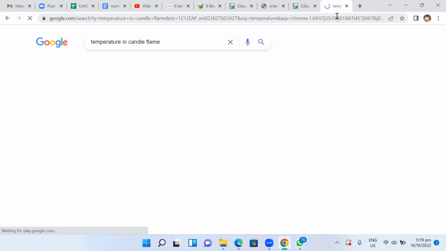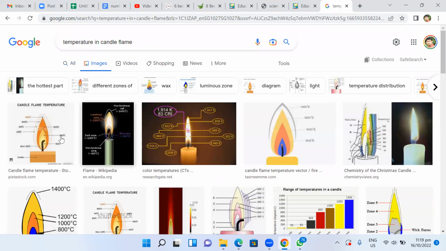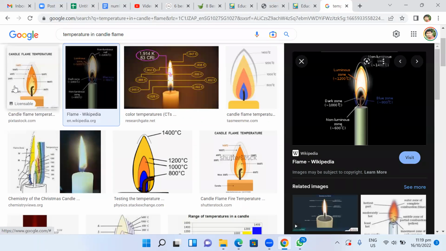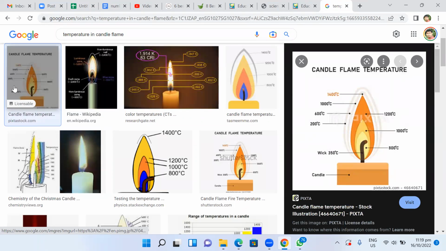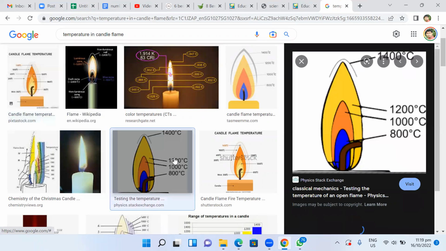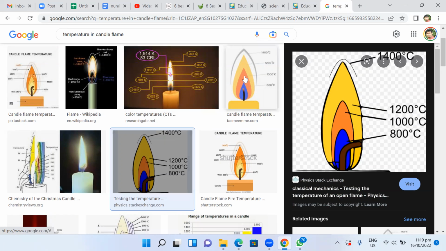In the candle flame, so in the image, you can see the temperatures. Okay, here. Right. This will give you a better idea. Okay, so I think this is better. You can see how the temperature varies. Right. Here the outer zone, the invisible zone, has the highest temperature.